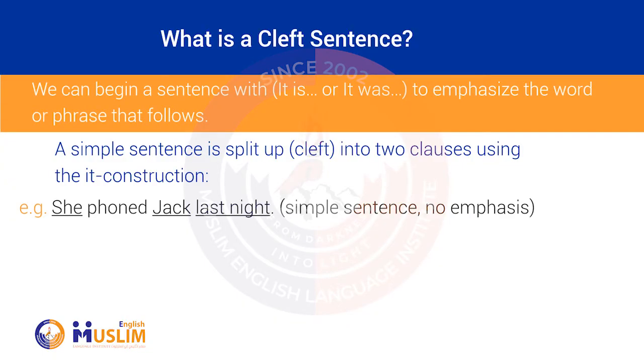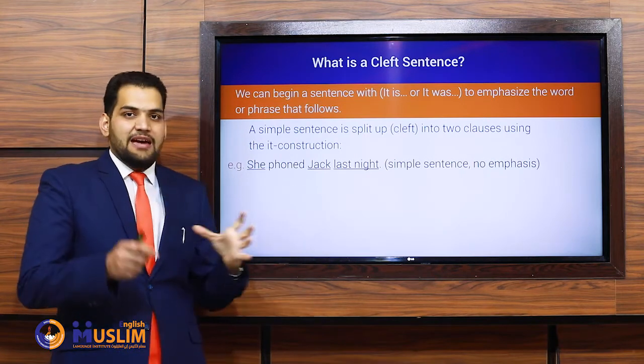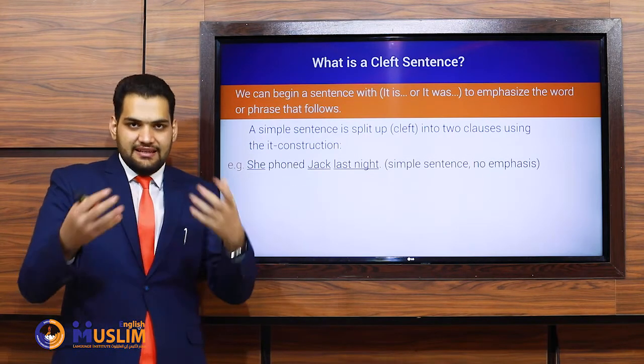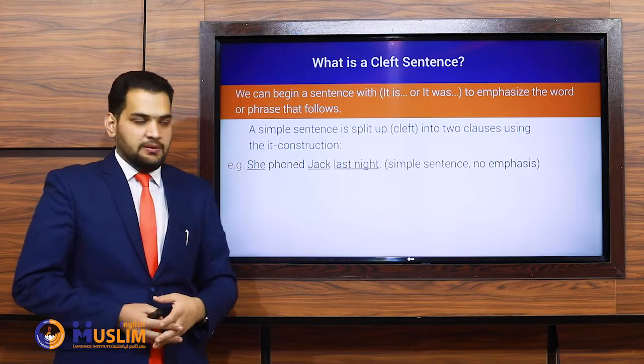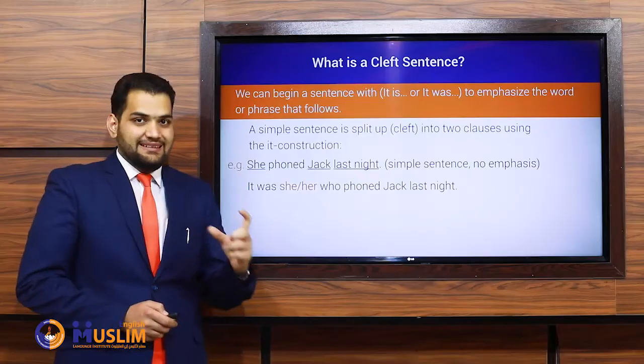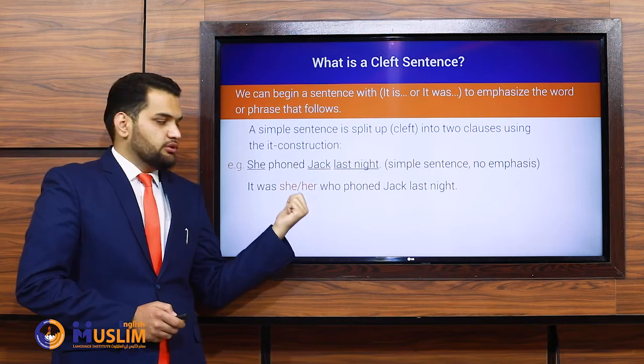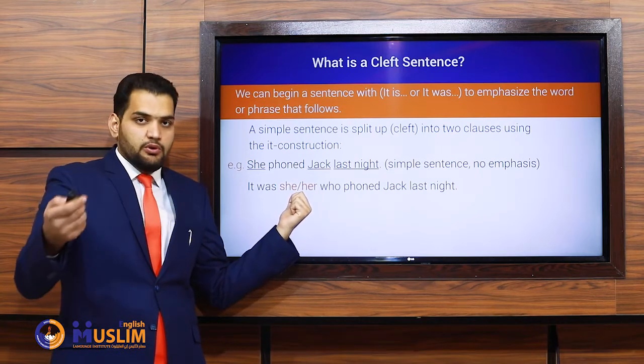For example, she phoned Jack last night. In this sentence, you can see some underlined words. It means that I can emphasize these words using the it is construction or it was construction. So, it is a simple sentence, and here we don't have any emphasis on any word. But if I say it was she or it was her who phoned Jack last night, in this sentence, I have emphasized she or her. Both of them are correct, but she is more formal.